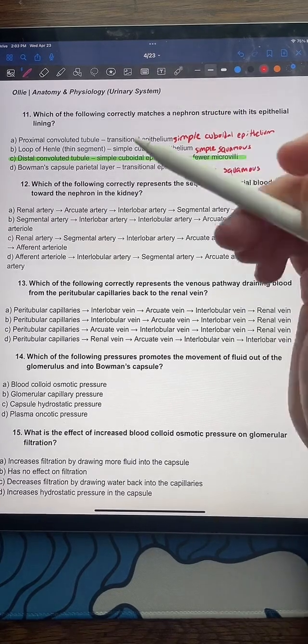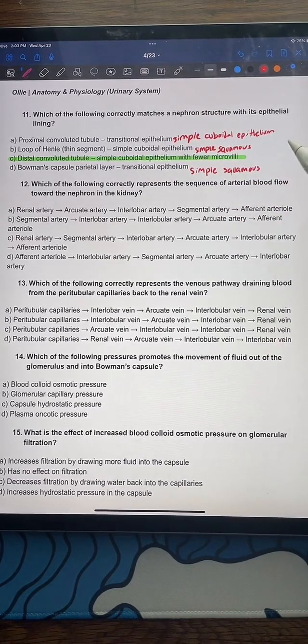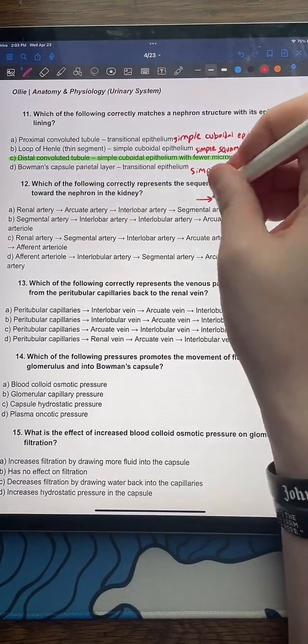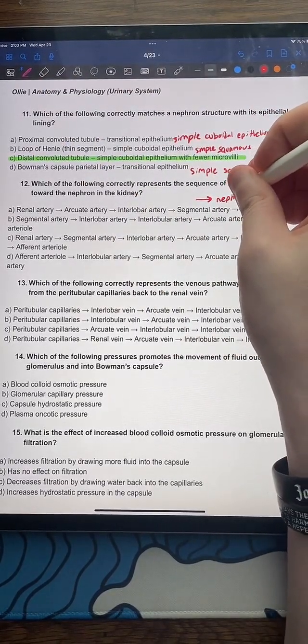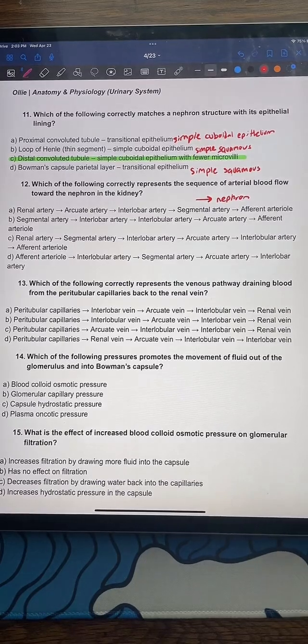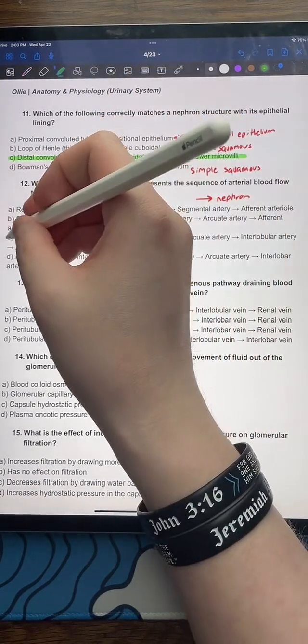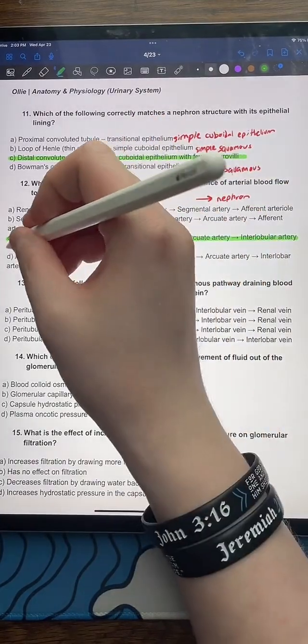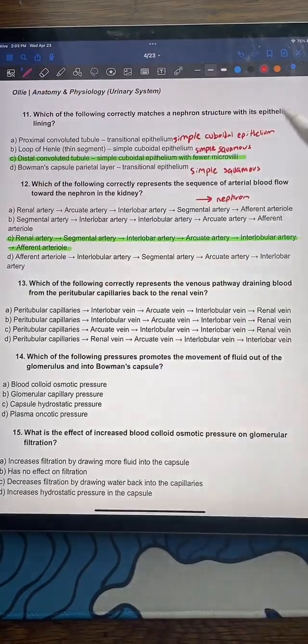So let's talk about this here. Again, we're talking about arterial blood flow toward the nephron. So we're going to the nephron. The answer here is C. So this is the correct flow.